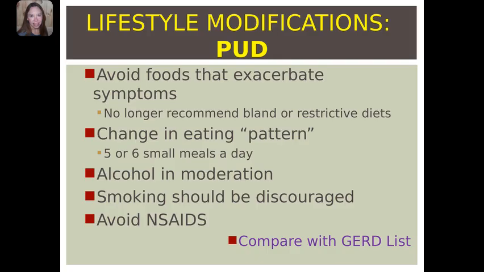Another recommendation is to use alcohol in moderation. For some people, if they drink one drink, it can be a trigger for them. So just be careful when it comes to alcohol. Smoking, we really should discourage that because we know that can worsen stomach problems. And then, of course, avoid those NSAIDs because they can inhibit the prostaglandins from being released, which again, increases the risk for stomach problems.